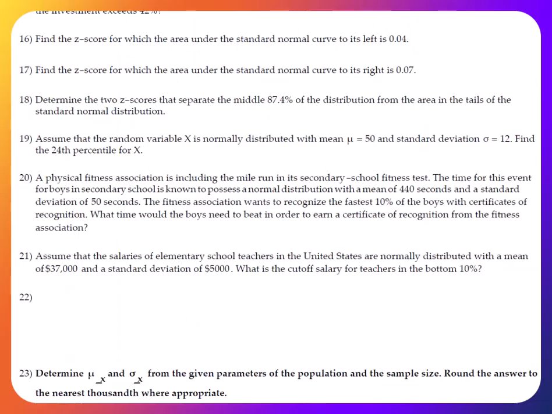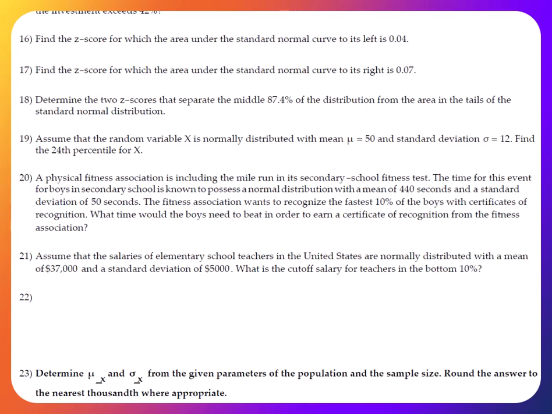Next question. Find the z-score for which the area under the standard normal curve to its left is 0.04. Now, guys, he's given us probabilities, and he wants to go backward and find x or z. So we're going to be using the normal calculator still to do all the remaining problems here. So we have the area to the left, which is 0.04, and he wants the z-score. Here's how you do it.